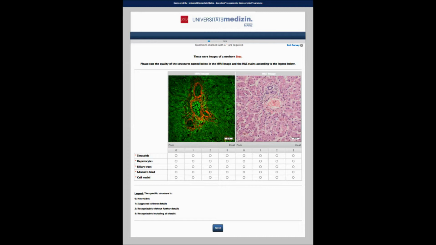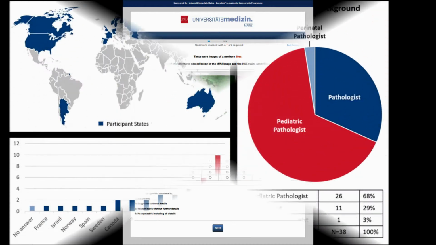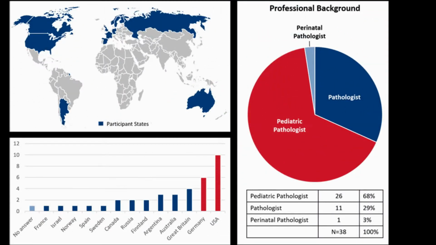MPM and H&E staining were performed by institutional standards on formalin-fixed and paraffin-embedded tissue. For the survey, we used QuestionPro software. 38 international pathologists from 13 different countries fully completed our survey.